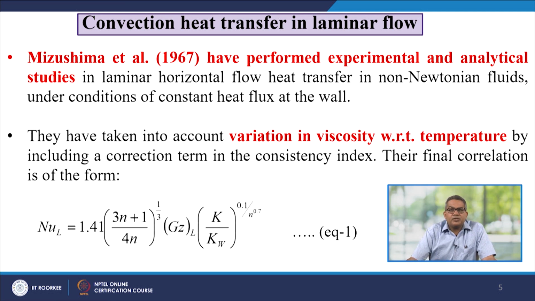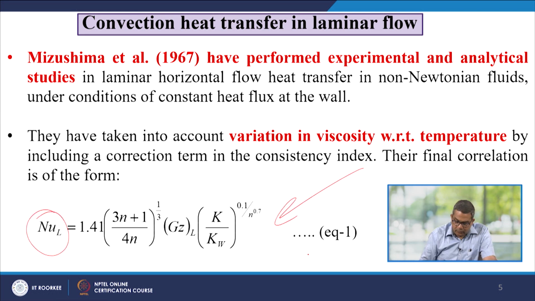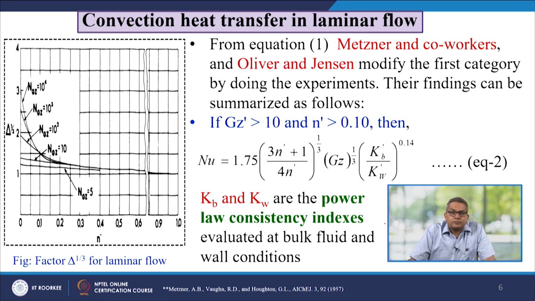Several authors have performed experimental and analytical studies of laminar horizontal flow heat transfer in non-Newtonian fluids under the condition of constant heat flux at the wall. They have taken into account the variation in viscosity with respect to temperature by including a correlation term in the consistency index. So their final correlation, which is represented in this form, is the Nusselt number in laminar flow, equation number 1.